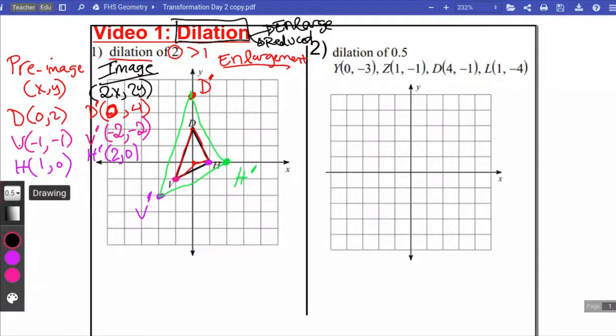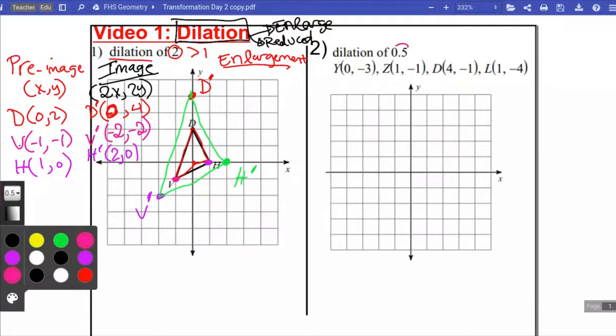That's it. So with number 2, it goes as follows. Remember, we're doing a scale factor of 0.5, which means it will be a reduction. It's a reduction because that number is less than 1. All right, so it looks like they gave you the pre-image right there. So we will come up with the image. In this case, for the image, you have to multiply each one of these by 0.5. You get the point, right? You're going to multiply everything by 0.5. Okay? All right, let's get to work.